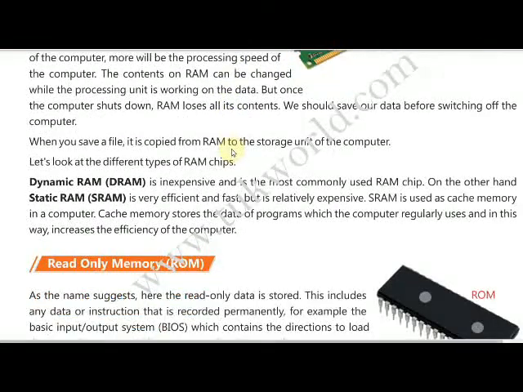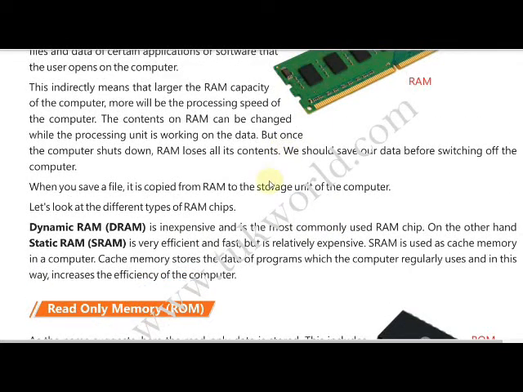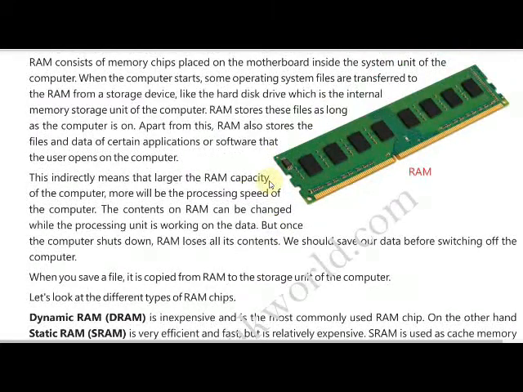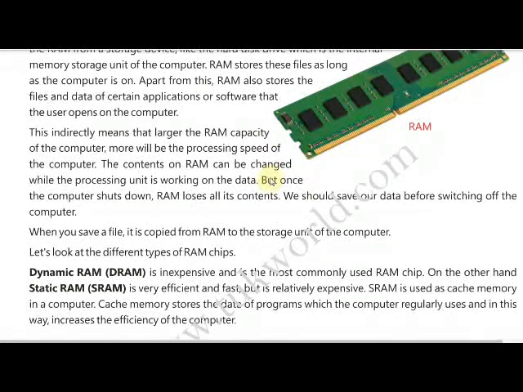There are two types of RAM. The first one is DRAM and the second one is SRAM. Let's see the full form of DRAM. We know the full form of RAM, that is random access memory. You simply have to remember the full form of D. It is dynamic random access memory. This is inexpensive and the most commonly used RAM chip on the motherboard. It is fixed on the motherboard, and inexpensive means it is available at a reasonable price. Generally this RAM is used.